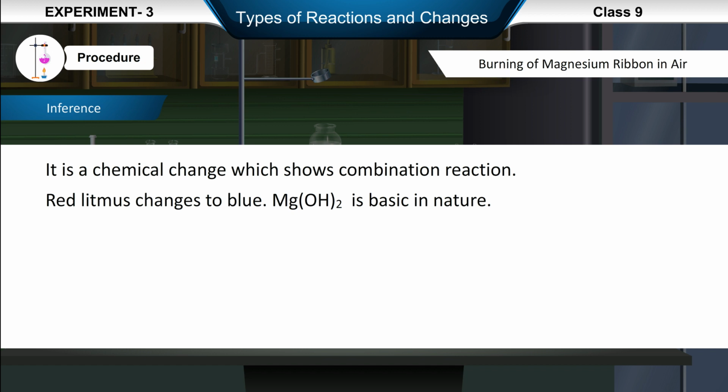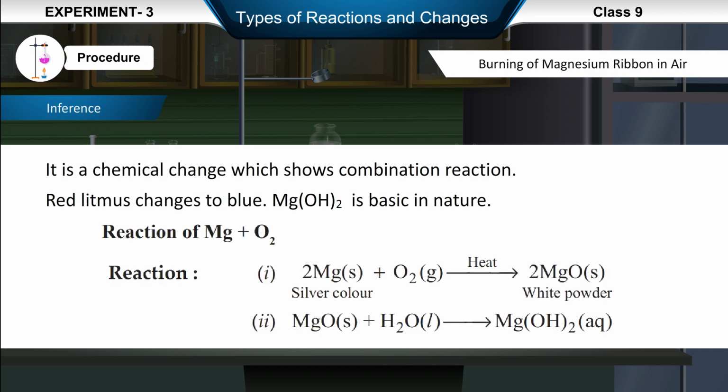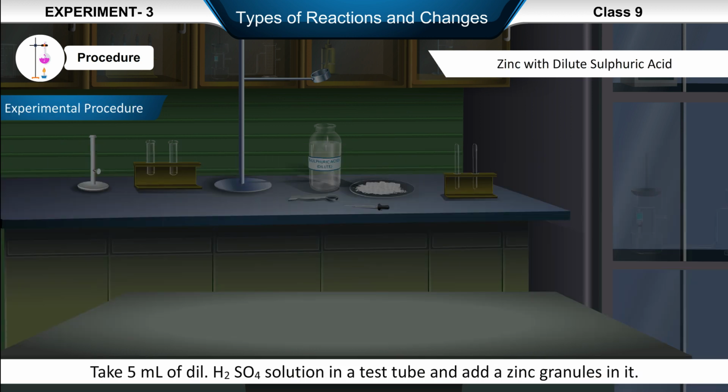Red litmus changes to blue. Mg(OH)2 is basic in nature. Reaction of Mg plus O2. Reaction: 2Mg, silver color, solid state, plus O2, gaseous state, in presence of heat, results in 2MgO, white powder, solid state. MgO, solid state, plus H2O, results in Mg(OH)2, aqueous state.